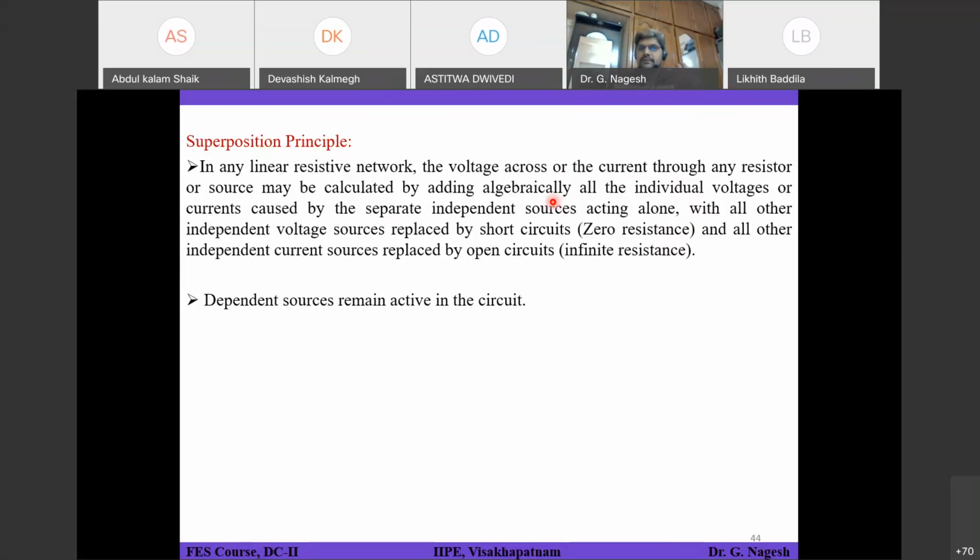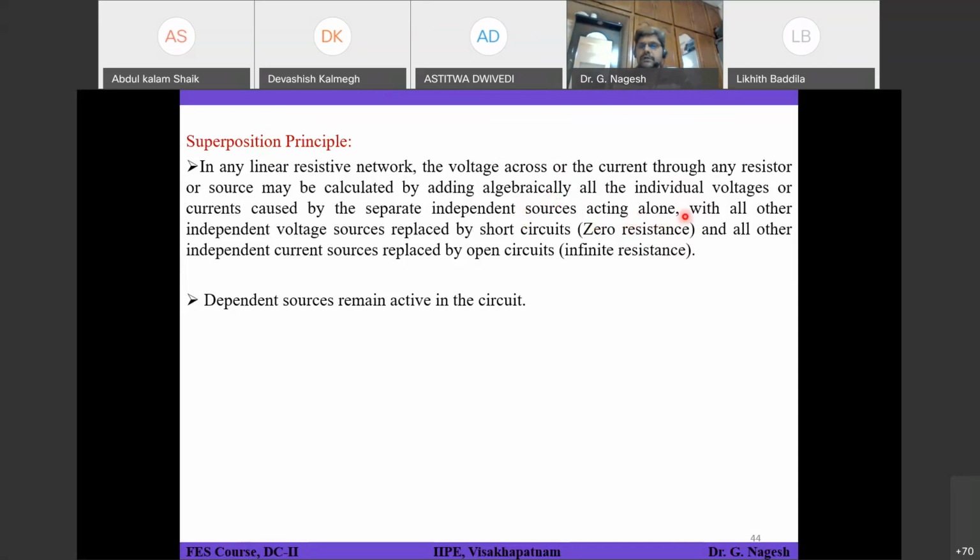The solution means current in a branch or voltage across the branch, by algebraically adding the individual responses when an independent source is acting alone. Only one independent source is acting alone. Anyway, once you see the example, you'll understand better.